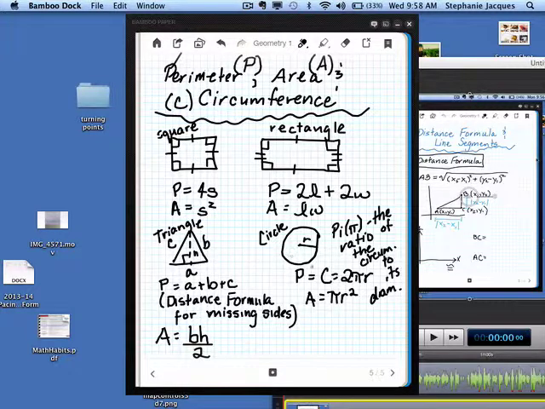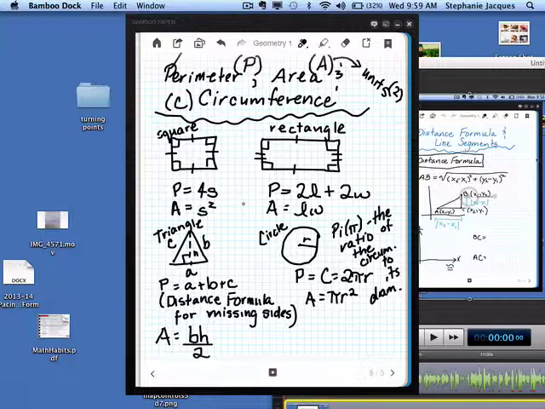When you're doing area, so I'm going to go back up to this right here. Whenever you do area, your units are squared. So you're going to have that little 2. When you're doing perimeter, it's just plain units. And circumference is just plain units. So basically that's all you need to know for the lesson today.